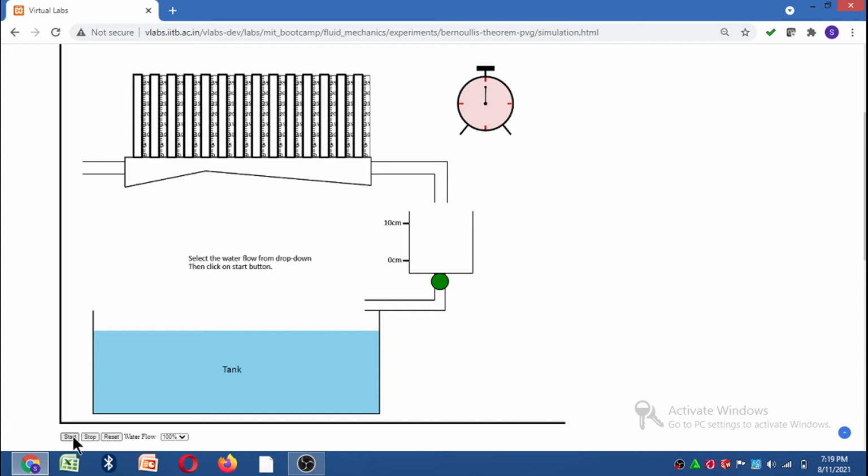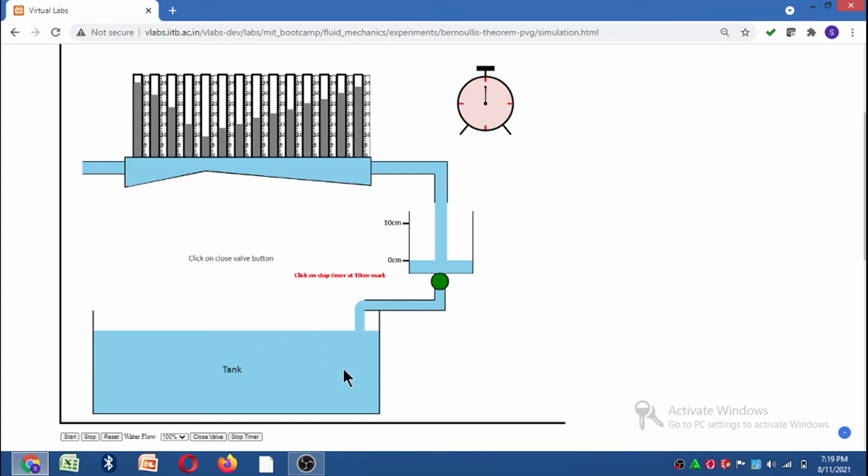Click start. The flow is taking place in the various cross section duct and drops into the collecting tank and then discharges to the storage tank. This is the storage tank, this one is the collecting tank. Now I am going to close the valve for the collecting tank and stop the timer. This is a little bit higher, about 10 centimeter, so I again reset and start the flow.